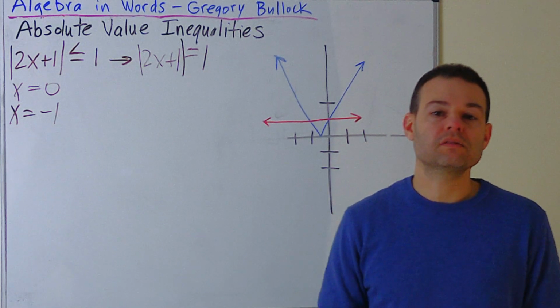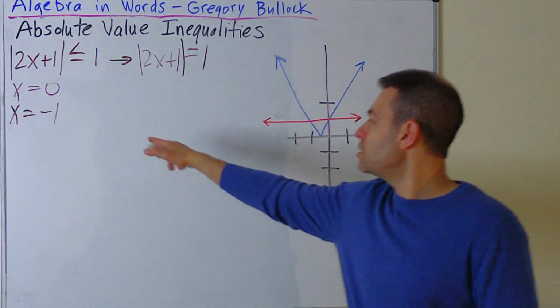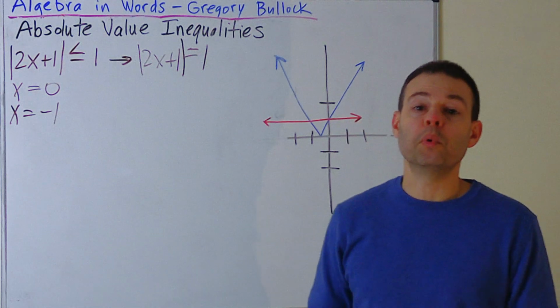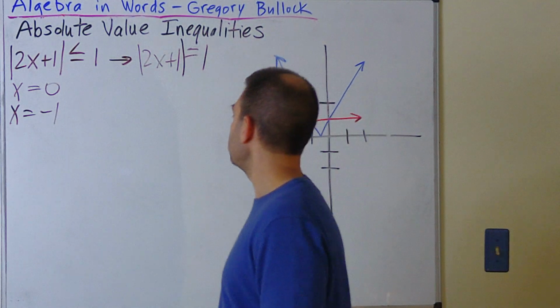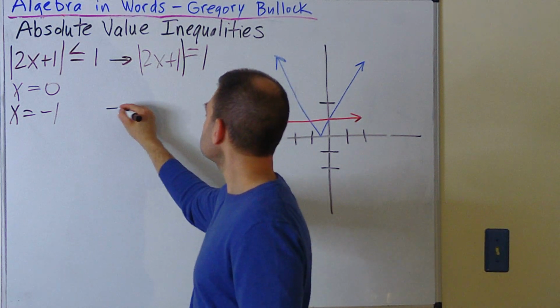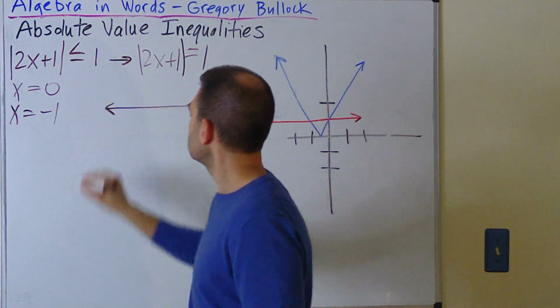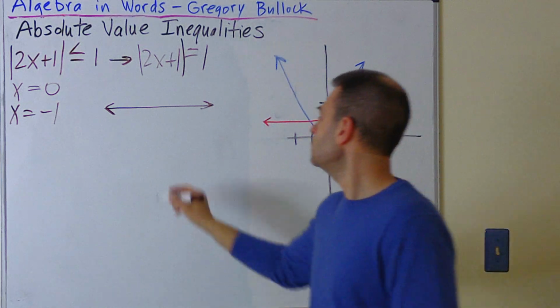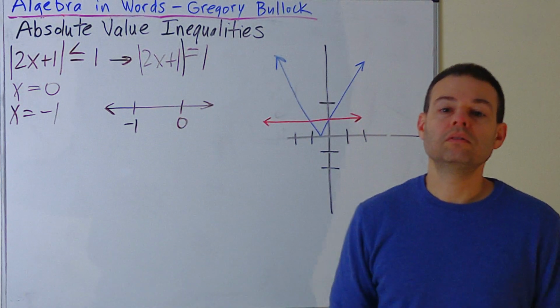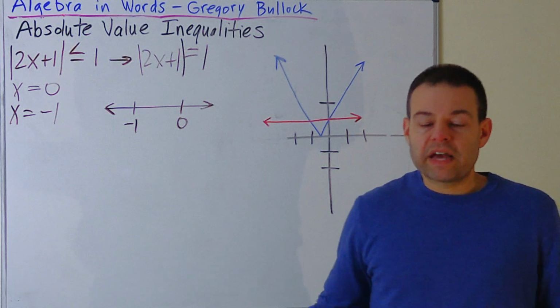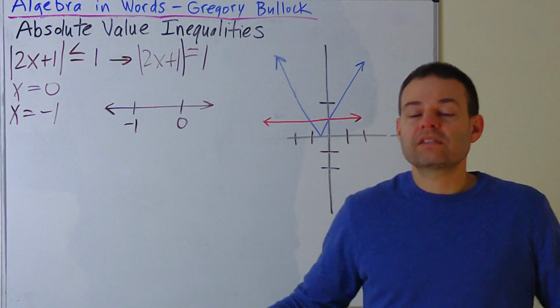And the next step is to make a number line. These that we just solved for are going to be border points, and we're going to plot the border points on the number line. So let's draw the number line here. And we're going to have -1 and 0. And that's plotting the border points. So that step is done.